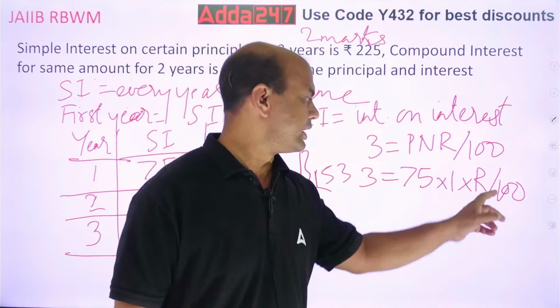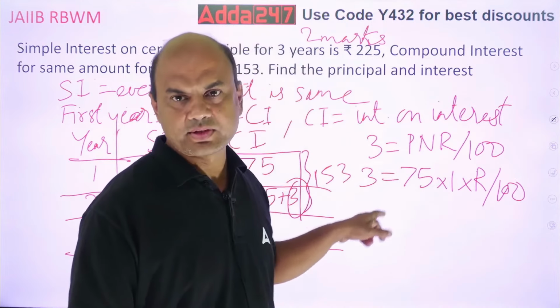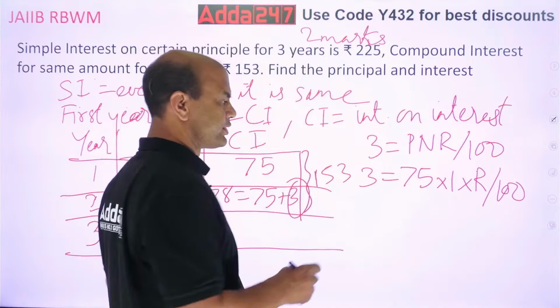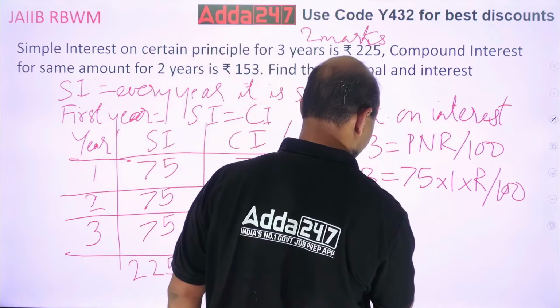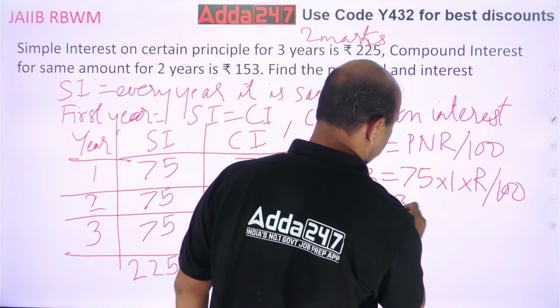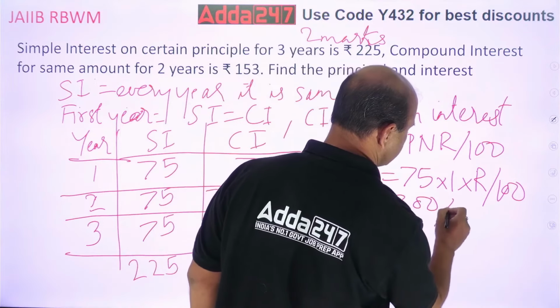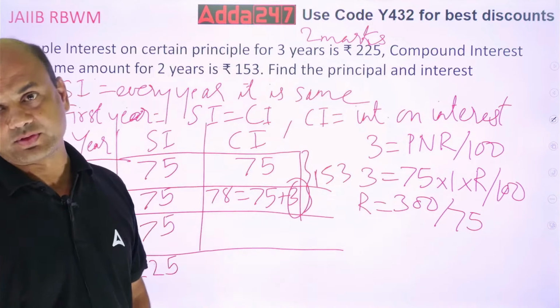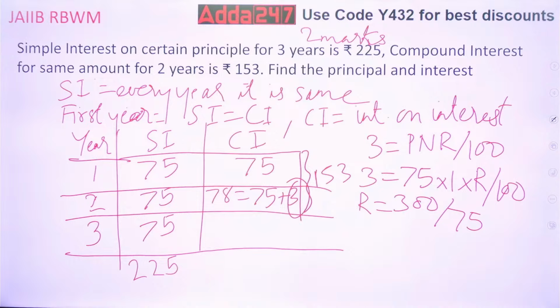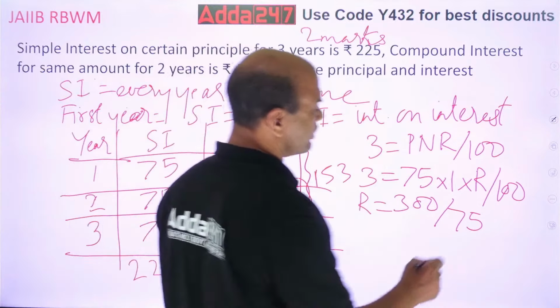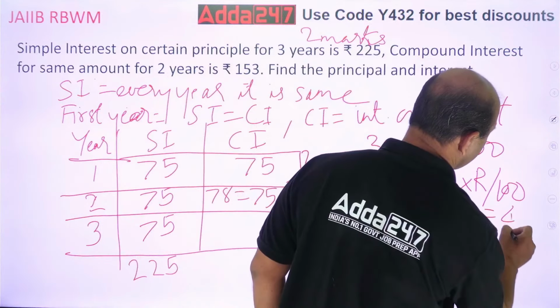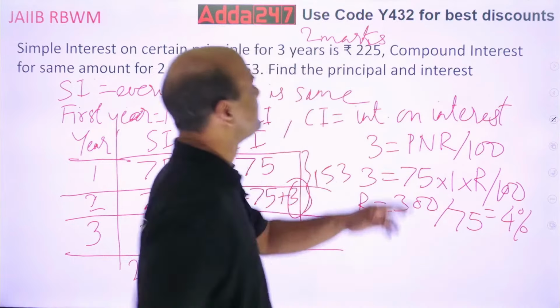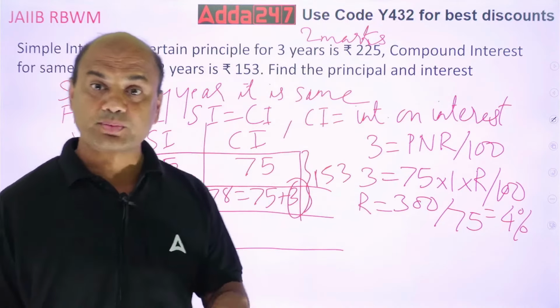Multiply this 100 on the other side, divide it with 75, so you'll get R. So R equals, I'll directly write it, 300 upon 75. Got it? Everyone getting this? Type yes in the comment section if you are getting it. 300 upon 75 is equal to 4. So R equals 4%. You got one answer. Interest is 4%.